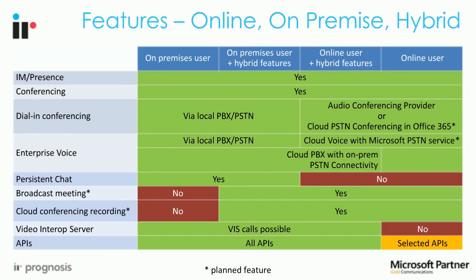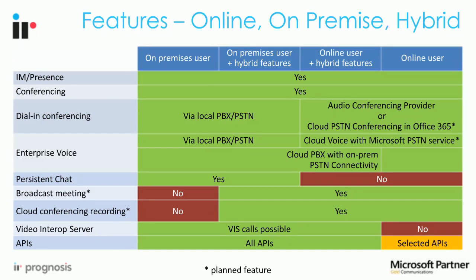But when you come to dial-in conferencing, if you're an on-premises user or an on-premises user in a hybrid deployment, that is possible via the local PBX or PSTN connectivity that you have to your Skype for Business environment. But if you're an online user, either pure online or an online user with hybrid, then the dial-in conferencing can be provided only via an audio conferencing provider within Office 365, or we have recently announced a service called Microsoft PSTN Conferencing, which can be utilized here to provide dial-in conferencing.